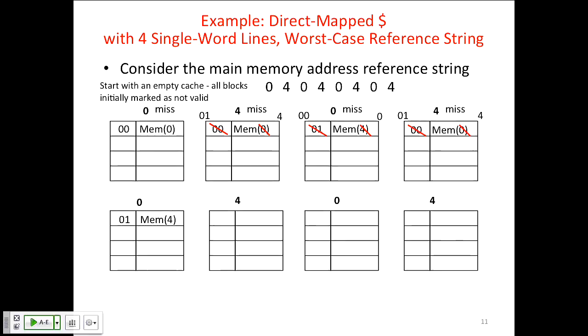So you have this alternating stream of memory addresses that all map to the same set in a direct map cache. There's only 1 entry in every set in a direct map cache, so there can only be 1 memory address there. These 2 just ping pong and alternate, and so every single access is going to get a miss. You're going to get a 100% miss rate with this reference pattern.